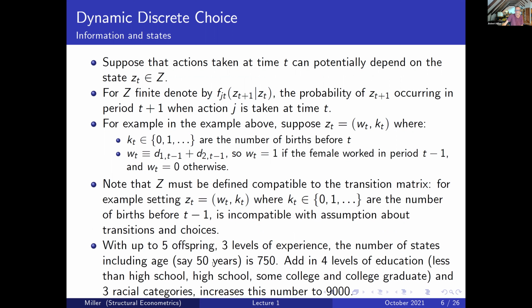Imagine people retire at 70 in Europe, 65 for many institutions. If you just multiply these together, you get 750 states. If you had 4 levels of education, say less than high school, some college, college graduate, which is a pretty standard characterization, and say 3 racial categories, in America, it might be African American, Hispanic, and other, Caucasian, then that'll increase your number to 9,000.